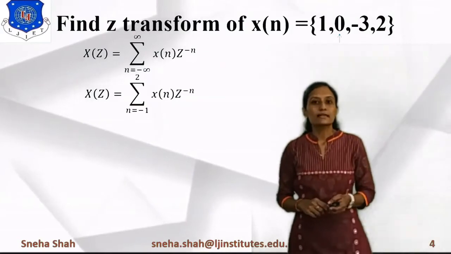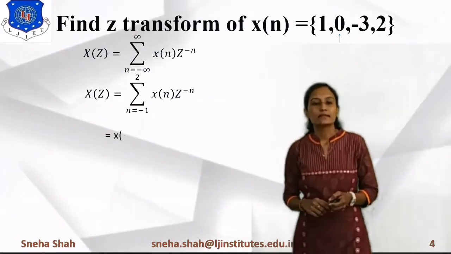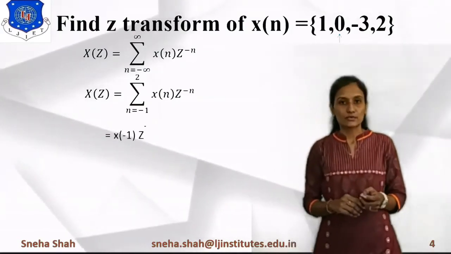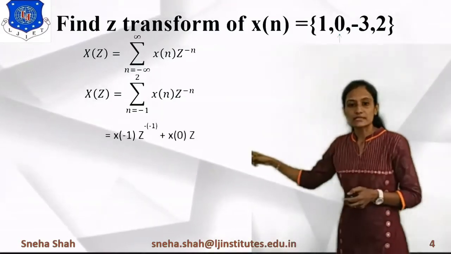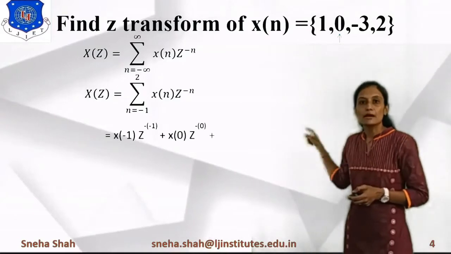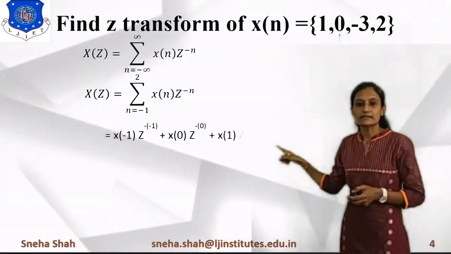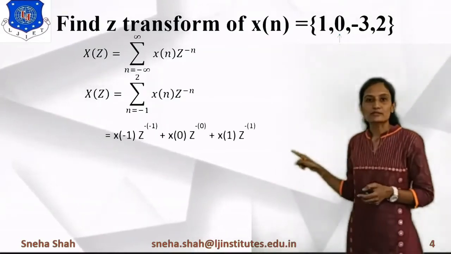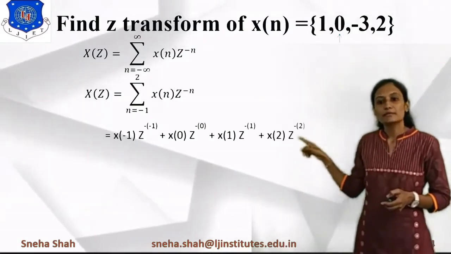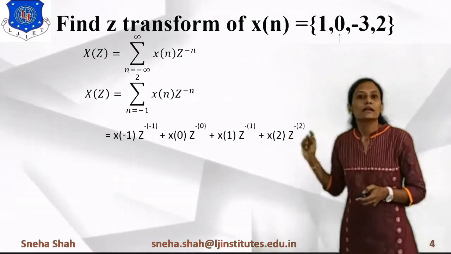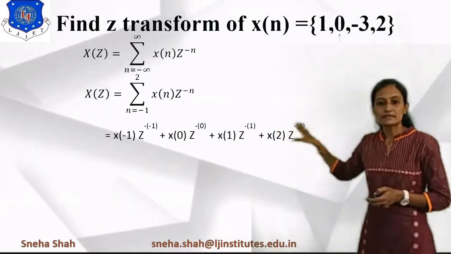Now we are taking different values of n from the range of minus 1 to 2. So according to that, the next step is x of minus 1 z to the power minus of minus 1, plus x of 0 z to the power 0, plus x of 1 z to the power minus 1, plus x of 2 z to the power minus 2. So this will be from minus 1 to 2.